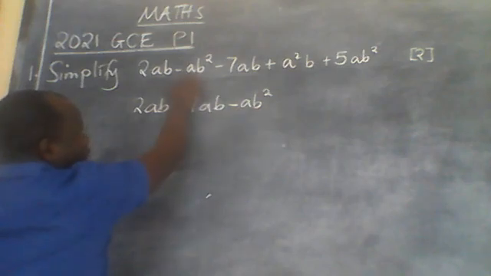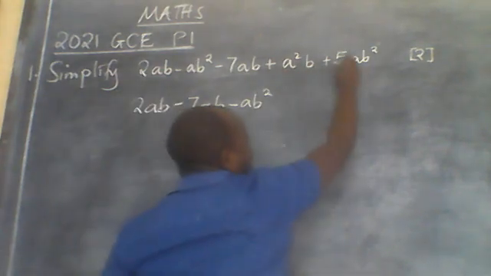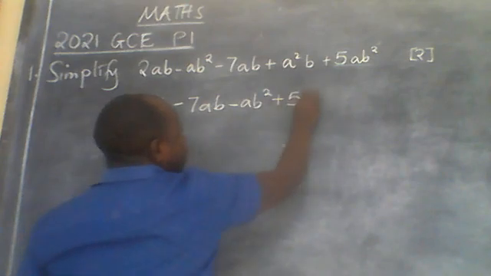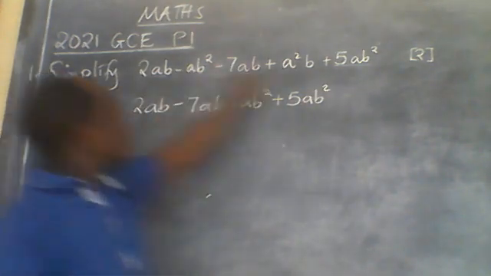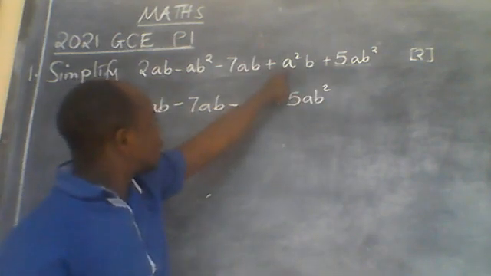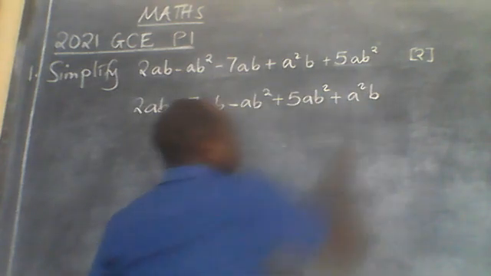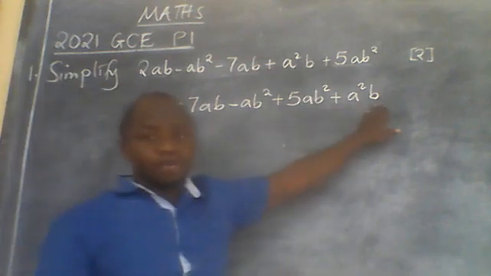From there, we have this term here, which is here. Let's look for the pair. We have the pair that has got ab squared. It's not this one. The pair is here. So get this, write it there: 5ab squared. So I have written this and this. What has remained? There is this one here, plus a squared b.